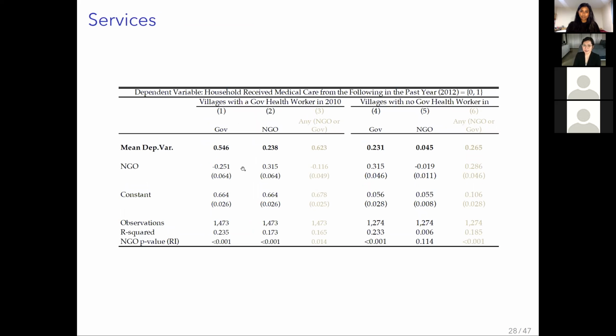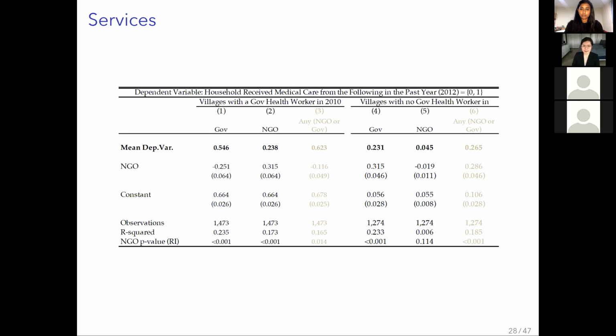The next slide, we're going to look at services. So this is a household questionnaire, and we asked households, did you receive medical care from the following in the past year? They can check a box for the government if they saw a government health worker, another box if they saw an NGO health worker, and if they saw both, they can check both boxes. There's nothing to preclude that.